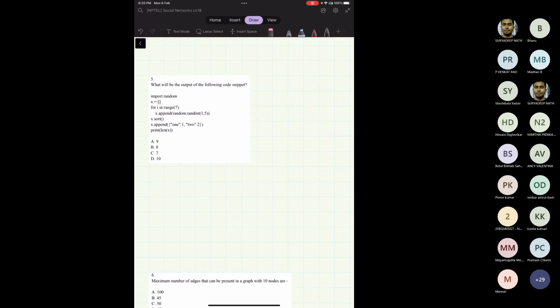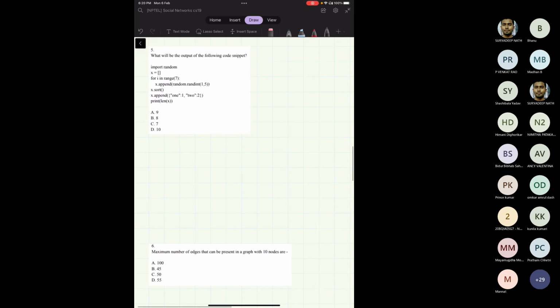What will be the output of the following code snippet again? First, you import the random library, and x is empty. Then for i in range 7, x.append(random.randint(1, 5)). So it's appending into a list, and then you sort it, and then again you append one dictionary. In the dictionary, it is 1 to 1 and 2 to 2, and then you print the length of x. Now what happens before this sort statement is you have a list of 7 elements. So 7 elements in the range of integers from 1 to 5, can be anything. Let's say 5, 4, 1.